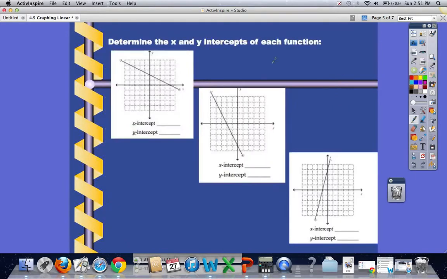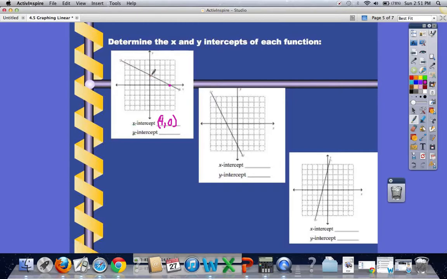All right, so let's determine the x and y intercepts of each of these functions. So we want to see where it crosses the x-axis and where does it cross the y. So I'm looking right across here, and right there is the x-intercept. What point is that? 1, 2, 3, 4. So x is 4. That means y is 0.